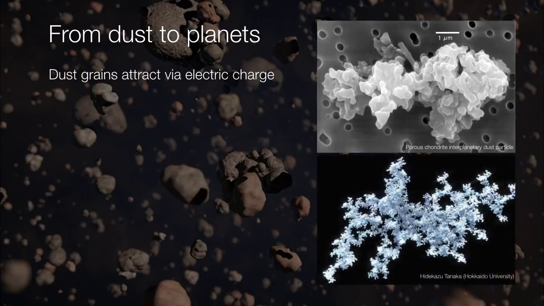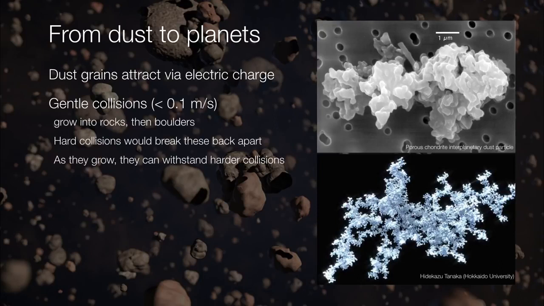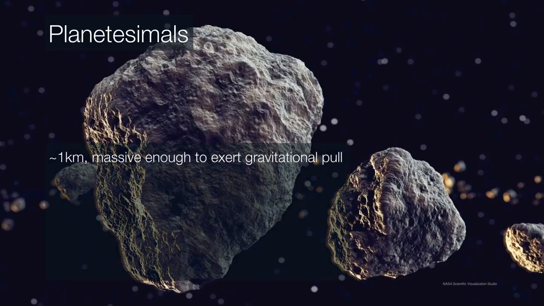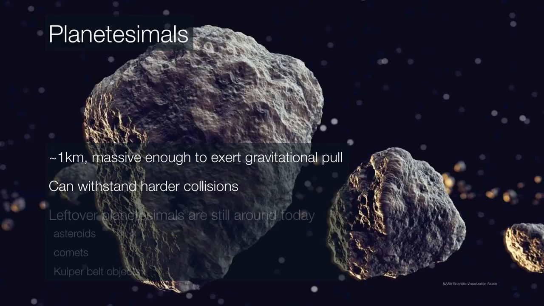As a matter of fact, they can grow quite large, and they do so by just undergoing very gentle collisions, which allows them to grow into rocks, then into boulders. Anything harder or faster would break these things apart. But as these things grow, they can withstand harder and stronger collisions until they grow into what are now called planetesimals. At planetesimal sizes, at about 1 kilometer, they're massive enough to exert a gravitational pull on one another. This means that they can withstand harder collisions. And in fact, we see leftover planetesimals around the solar system today. They are modern-day asteroids and comets and Kuiper Belt objects.